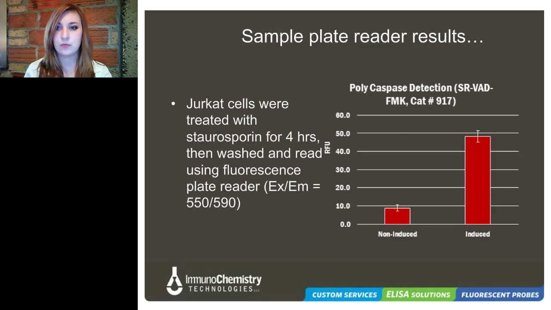On this slide, we have some sample plate reader results. Here again, we're looking at the Jurkat cells that are treated with staurosporine and were then read on the plate reader with excitation and emission at 550 and 590. Here we were staining with our polycaspase detection kit. So again, those Flicka polycaspase kits look at caspase activity more in general as opposed to looking at one specific caspase. And again, in our induced cell population, we can see that there is a strong increase in fluorescent signal.